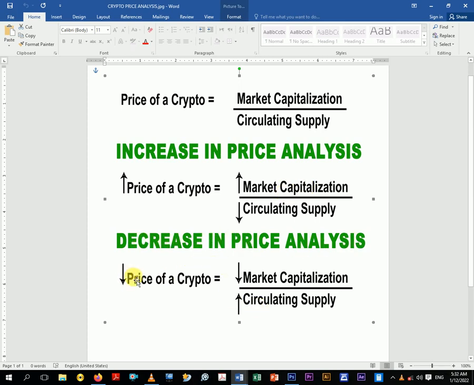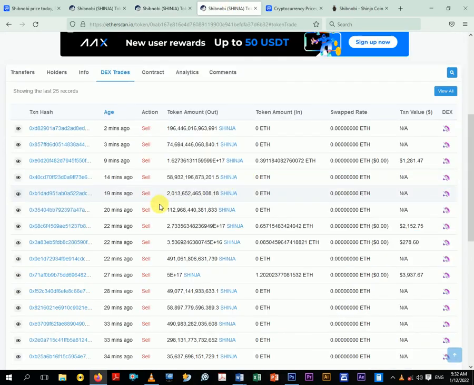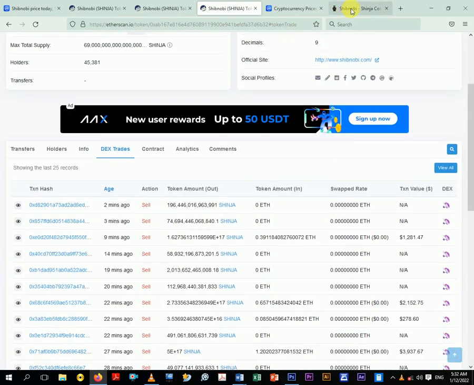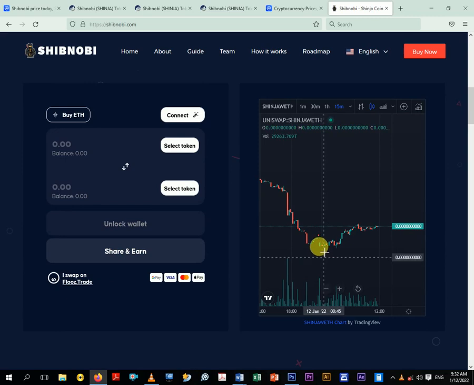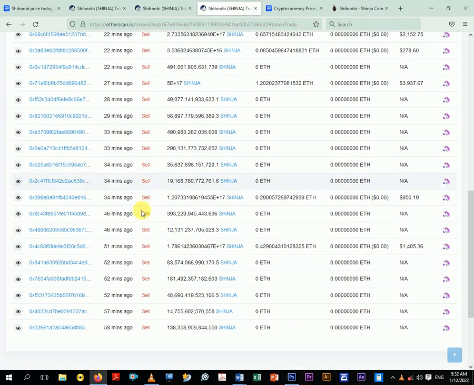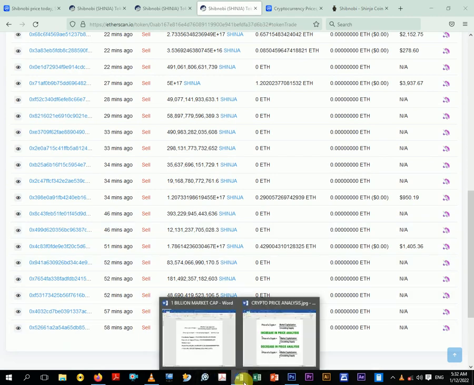So the decrease in the price of a crypto is ascertained by what? When the market capitalization is going down. What will make it go down? When people begin to sell. When you look at Shibnobi right now, when you check their trades, people are selling it off. So look at what has happened to the coin. As you can see over here, it's falling. It's having that ding-dong battle because people are selling. You understand? That's how cryptocurrency works.